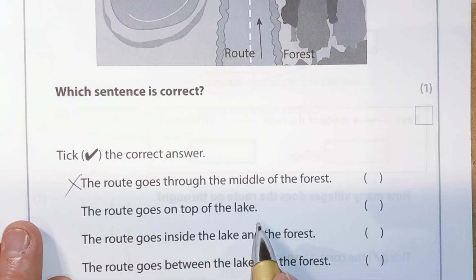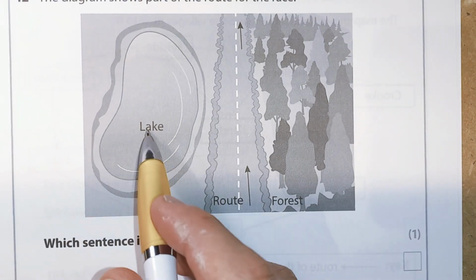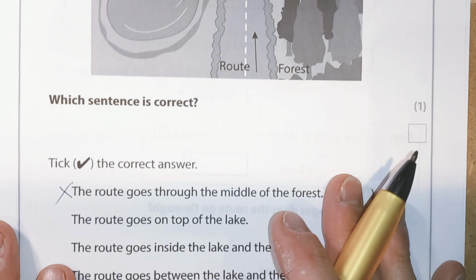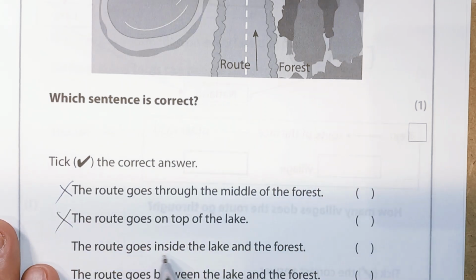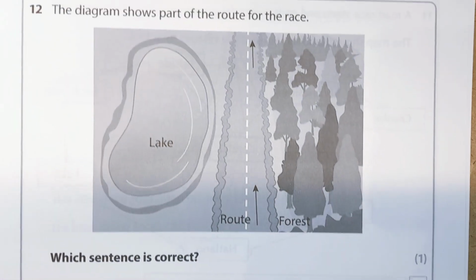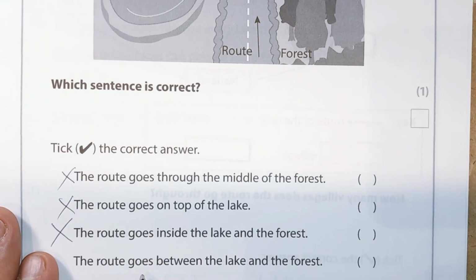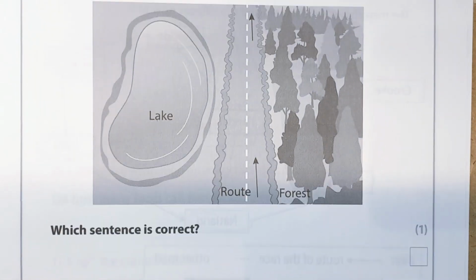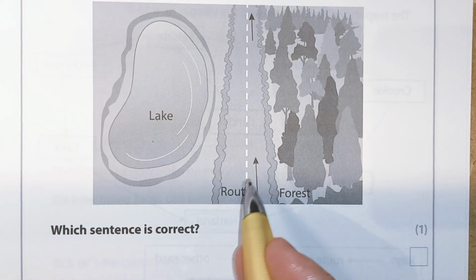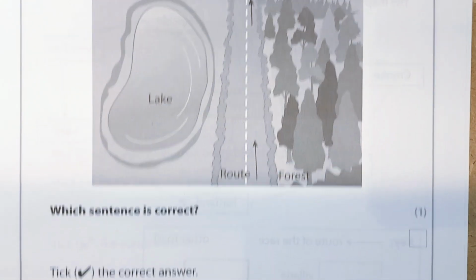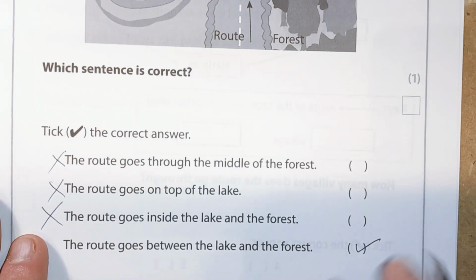The route goes on top of the lake. No, the lake's over here. The route's going up there, so it's not on top of the lake. The route goes inside the lake and the forest. Inside? Well, no, it's not going inside the lake. Oh, sorry, I read the second one. The route goes on top of the lake, so that wasn't right. And it doesn't go inside the lake either. So neither of those. The route goes between the lake and the forest. We've got the lake this side, forest this side. So yes, it is going between the two of them. So it's that final sentence there.